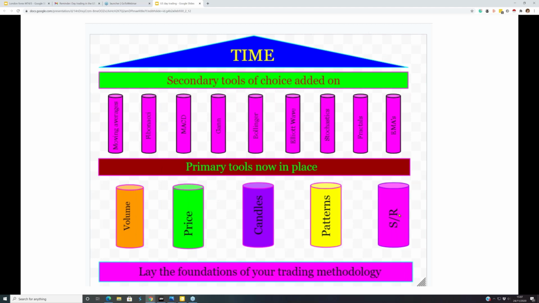Then over that, we overlay what we call our secondary tools of choice. They're not second best, they're just specific tools that work under certain market conditions. These are the most popular ones that you know of. And in amongst here, you would also put our proprietary ones, which you will see on our charts that we have developed.